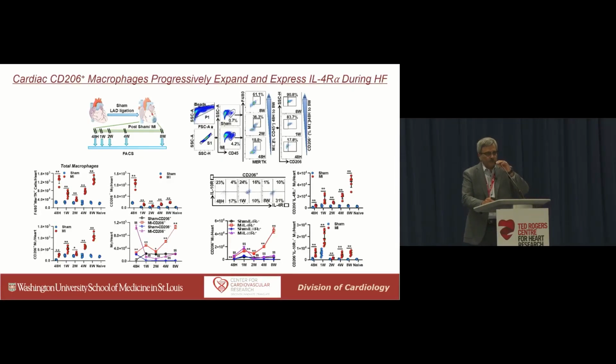Now, of the two receptors, IL-4 and IL-13 all signal through IL-4 receptor alpha, and IL-10 signals through IL-10 receptor alpha. What you see here is that of the alternatively activated cytokine receptors, the predominance, about 40 to 50% of CD206 macrophages, express IL-4 receptor alpha. Progressively, the expression increases throughout the development of ischemic cardiomyopathy.